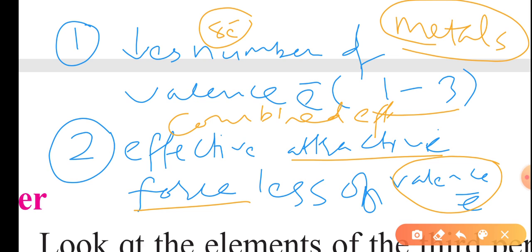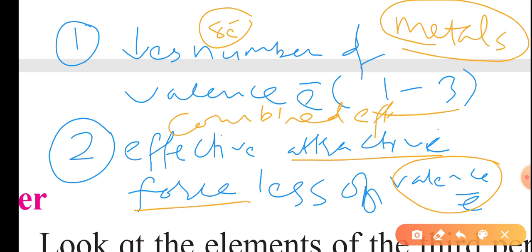So what is happening in our periodic table? Down the group, in every period from above downward, a new shell is added, due to which the distance between the nucleus and the valence electron increases. New shell is added at every period.